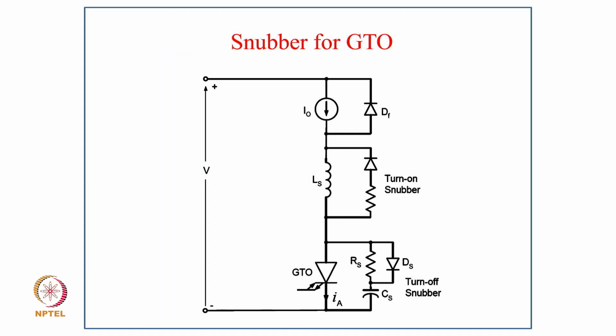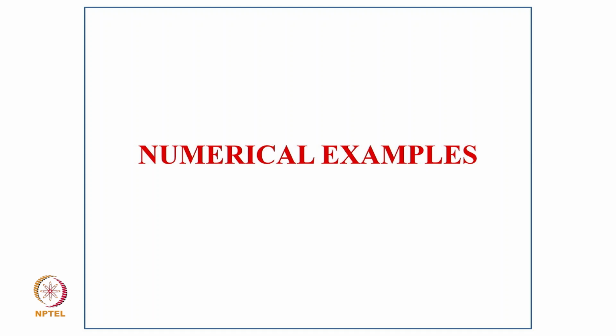Then for the snubbers for GTO, you can see across the GTO the polarized snubber for turn off. So it will come into operation at turn off because of the diode. And above is the turn on snubber. So these are the circuits with the snubber.